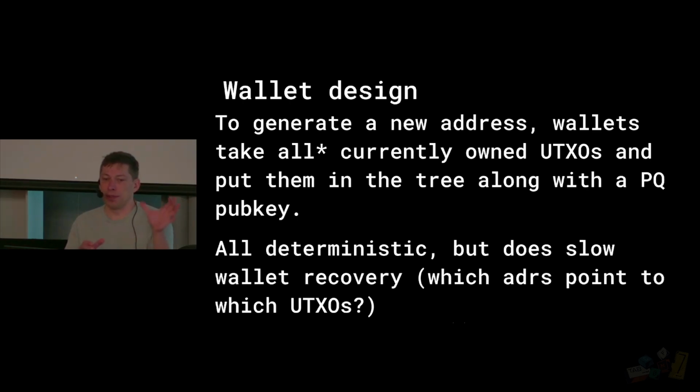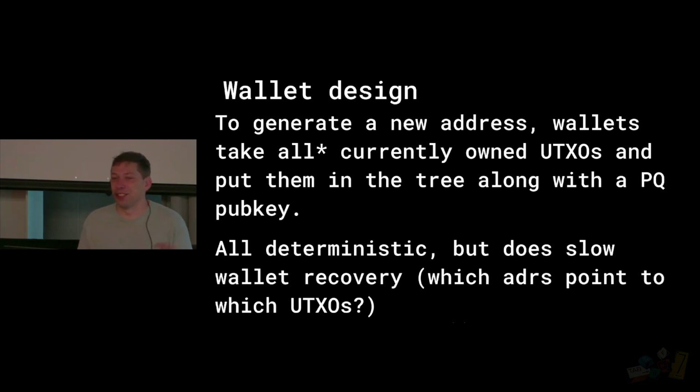You can say, okay, this wallet takes that UTXO information, puts it in the tap tree. Wallets should take all currently owned UTXOs and put them in the tree along with a post-quantum pub key. You want to make this deterministic. You want to have an order to do this. It does kind of complicate wallet recovery, right? So if you've just got a seed phrase and you're using this, you can generate all your addresses, but a lot of your addresses will commit to UTXOs.